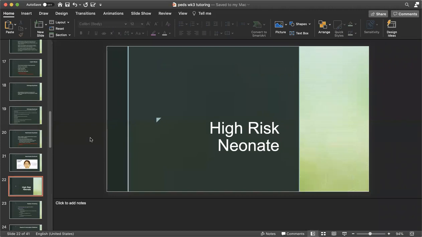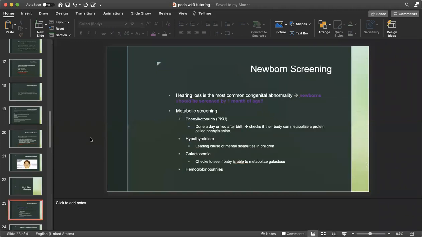So high risk neonate. Newborn screening: hearing loss is the most common congenital abnormality. So newborns should be screened by 1 month of age. So make sure you remember that.